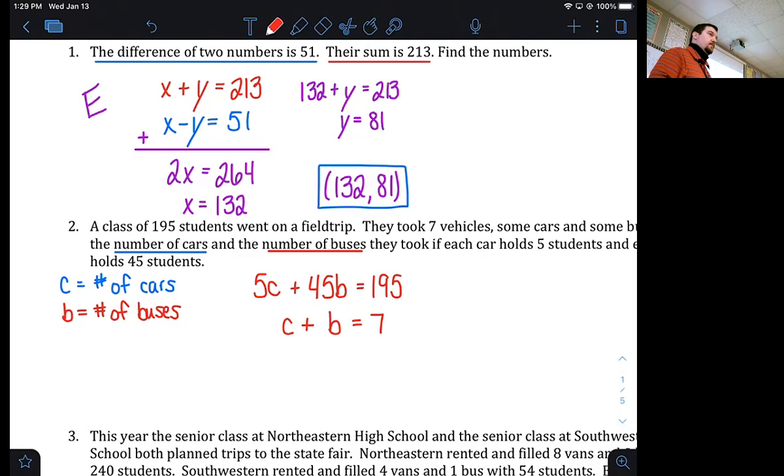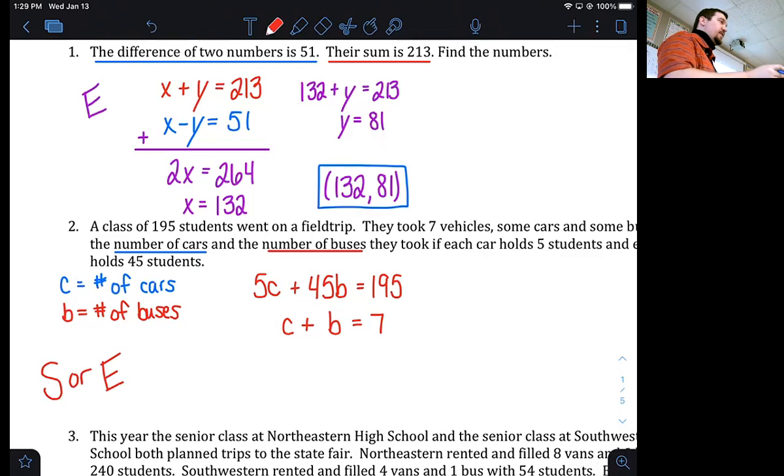In this question, I wouldn't say this about number 1, but in this question, substitution and elimination will take you about the exact same amount of time. Because neither one of them is perfectly set up for substitution or elimination. If I'm going to eliminate one of my variables, I'll have to change one of the equations. And if I'm going to substitute for one of my variables, I'd have to solve for either C or B in that bottom equation. So I would say either substitution or elimination. Both of them would be great for this problem.